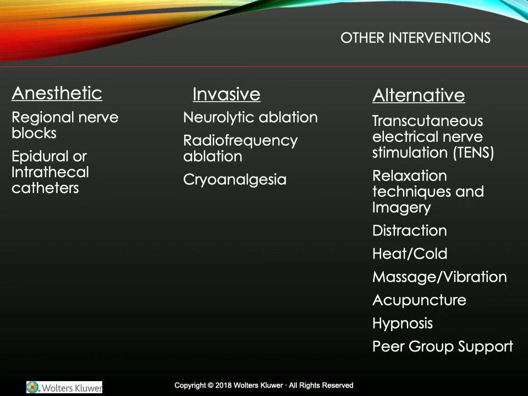Here's just a look at some other interventions that can be used when we're talking about treating a client with cancer. Like I said, you can use some anesthetics. There can be some invasive surgery such as your radiofrequency ablations and neurolytic ablations as well. Alternative treatments can be TENS units, relaxation techniques, distractions, hot and cold therapy, massage therapy, acupuncture, hypnosis, and even peer group support, which is very helpful for your cancer patient.